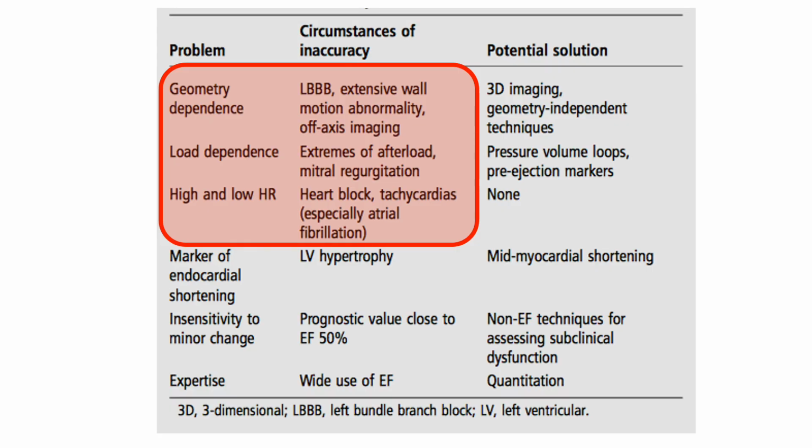As we can see here, there is sometimes geometric dependence, which makes it more difficult and may result in some inaccuracies in patients with left bundle branch block, extensive wall motion abnormalities, and off-axis imaging. It is load dependent in extreme afterload, as in cases of mitral regurgitation, and in high and low heart rate and heart block, and tachycardia, especially atrial fibrillation. This all may affect your results for measuring the ejection fraction.